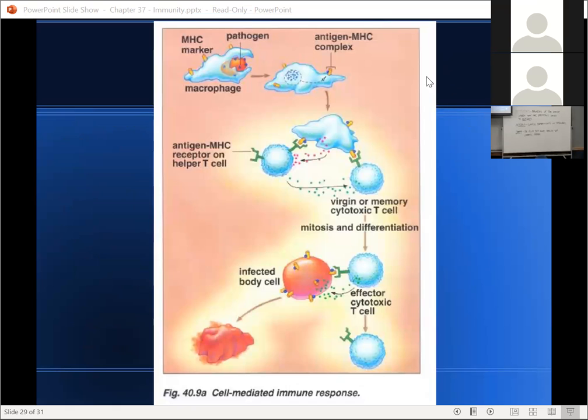Here's an example of what happens in cellular immunity. You don't need to know this whole thing; that's kind of beyond the scope of a general biology course. But here's a macrophage that's recognizing a pathogen as foreign.